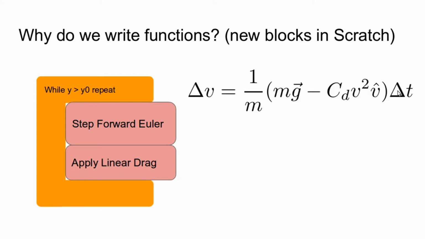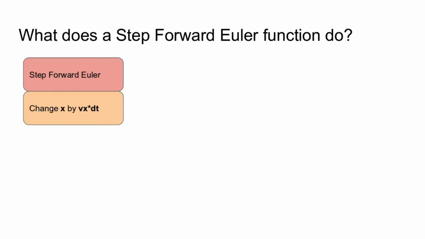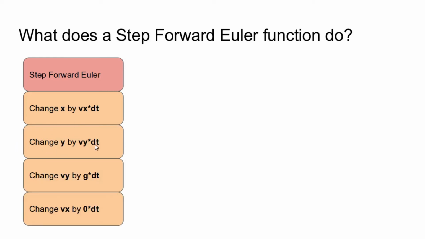But I could just distribute this delta t and do the two terms separately. So what does a step forward Euler function do? We've been looking at that for a while. I know it updates my position, so my x position is changed by the rate of change vx times dt. Similarly, y is changed by vy times dt. And we also update vy and vx.